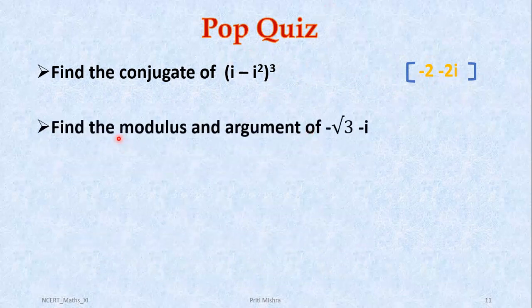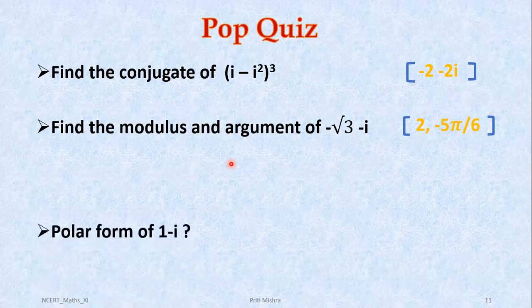Let's have another question. Find the modulus and argument of minus root 3 minus i. Yes, modulus and argument. So its answer is 2 as the modulus and minus 5 pi by 6 as the argument. I have explained the modulus formula: mod of z can be written as square root of x square plus y square, and the amplitude you can find by dividing the imaginary part by the real part.